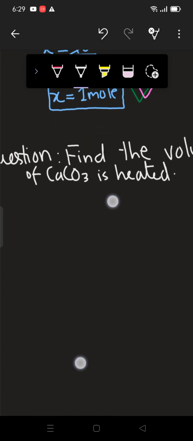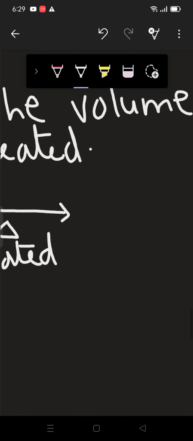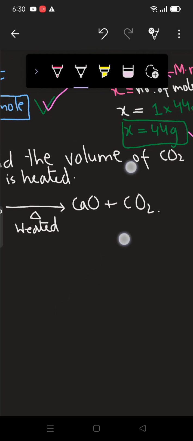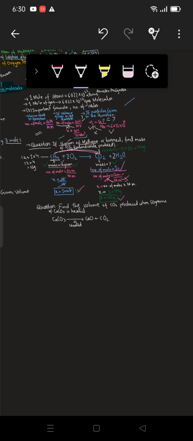Means this is a thermal reaction, right? So here the equation we have is CaCO3 is heated. What we are going to produce will be calcium oxide plus carbon dioxide, right? Now see, I have already taught you the first step to find something which is being asked in the question. We need to balance the equation first, right?